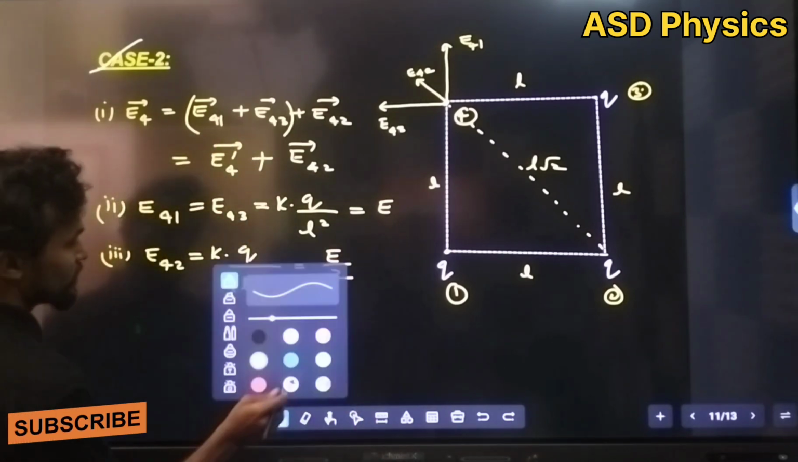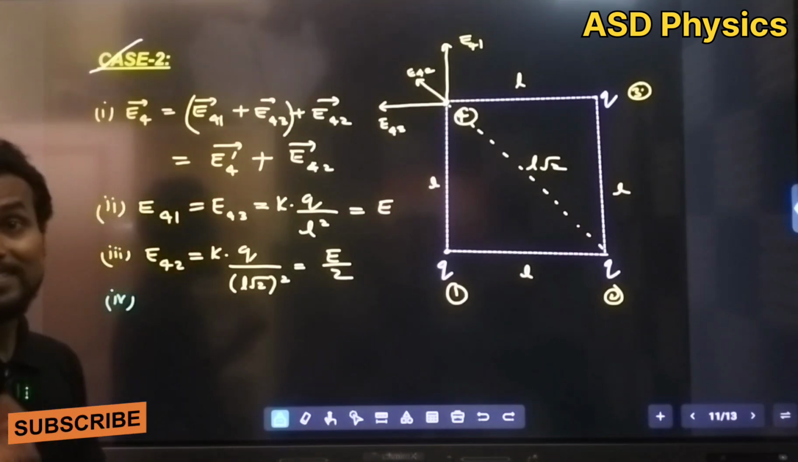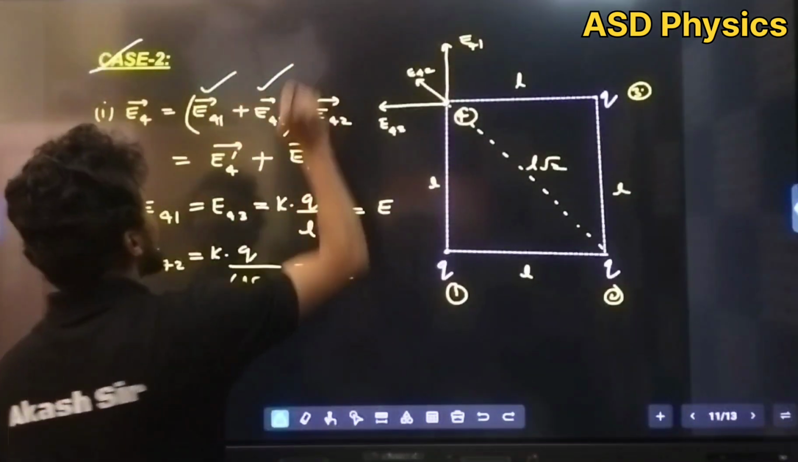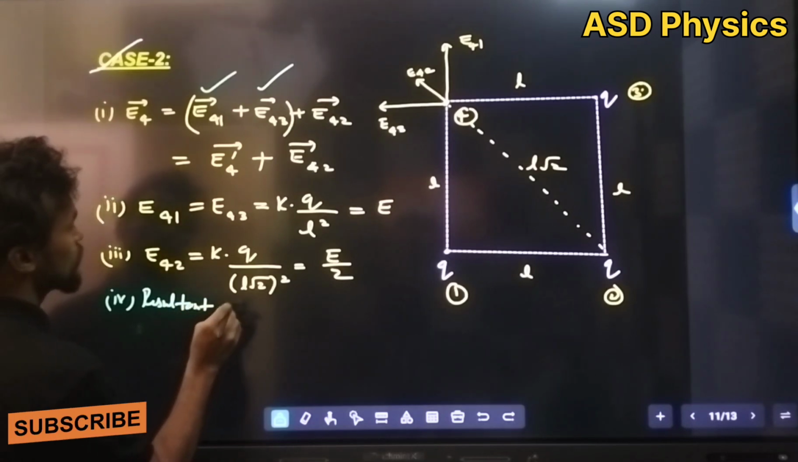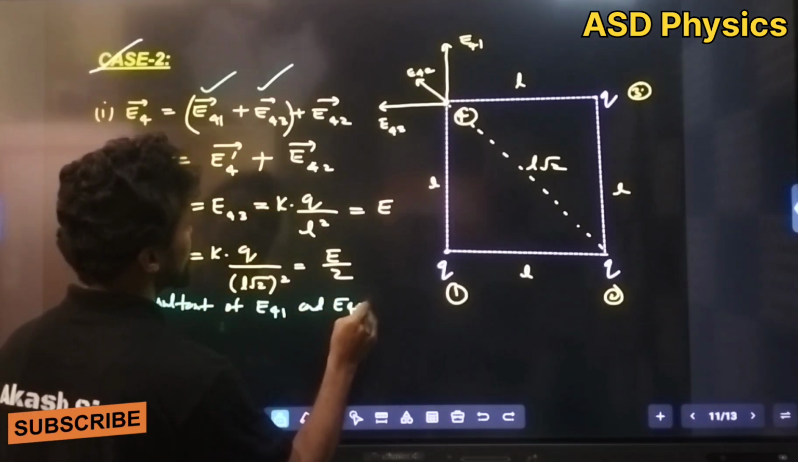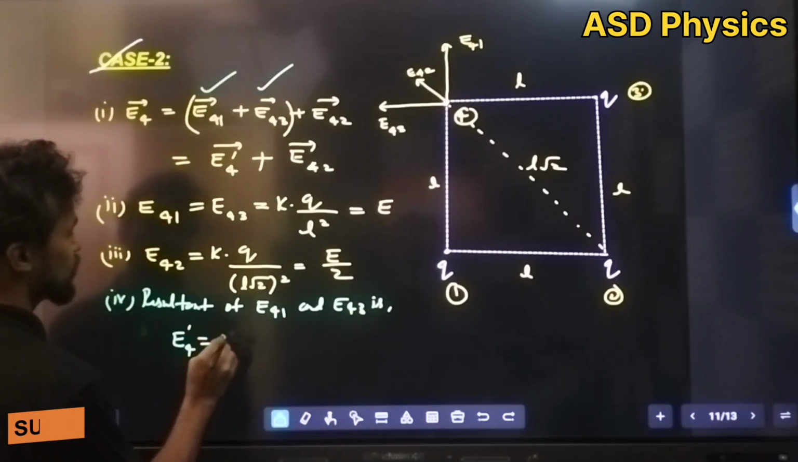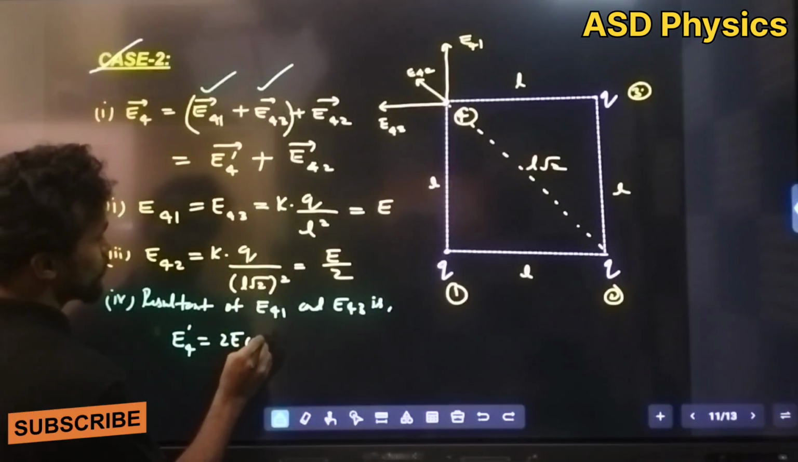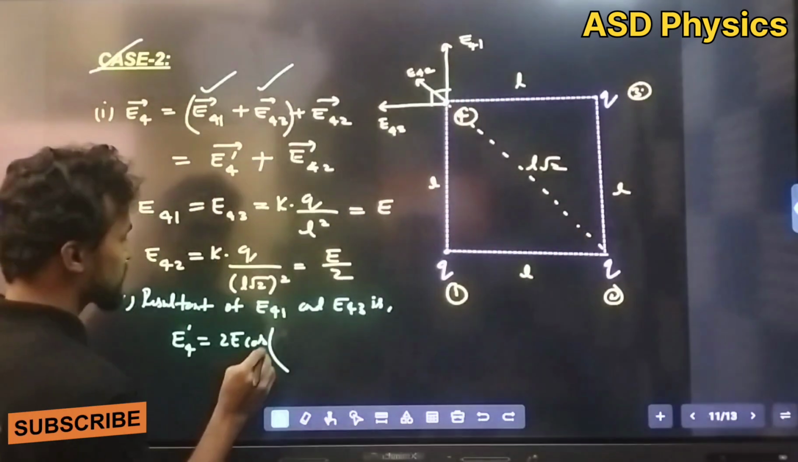Now what we are going to do here, first we are going to find out the resultant. Resultant of which two fields, students? This one here, E41 and E43. So we'll write here, the resultant of E41 and E43 is E4 dash, equal to, since both are equal in magnitude, 2E cos theta by 2. What angle are they making? They are making an angle of 90 degrees.